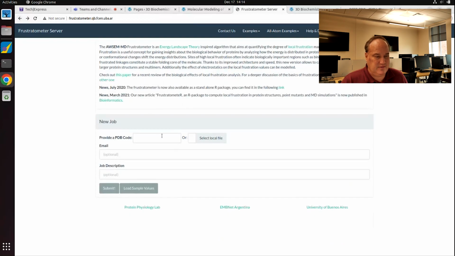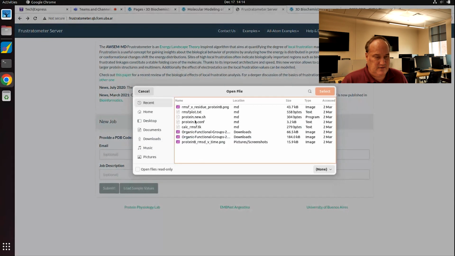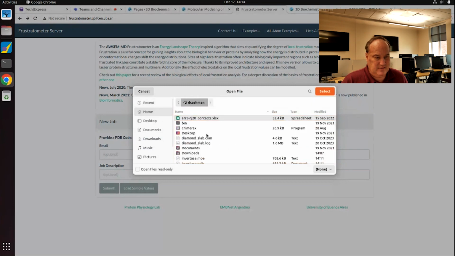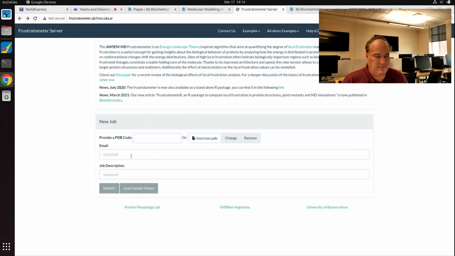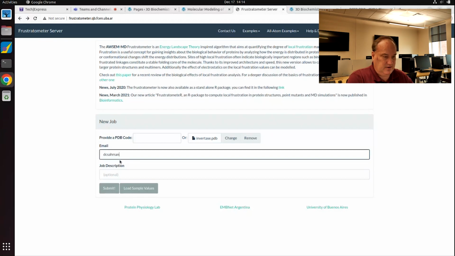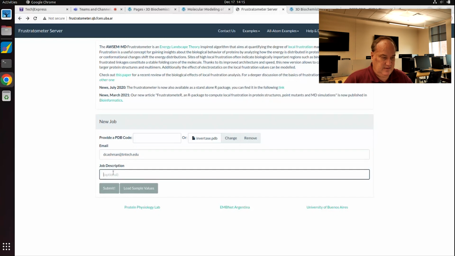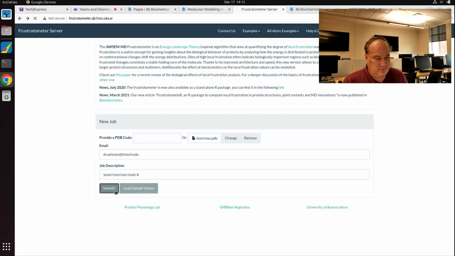So to capture this, we can select a local file. I'm going to take, where's my Invertase? So Invertase, it accepts PDB format, so make sure you upload the Protein Data Bank file. I'm going to put my email address in here. And a job description, yeast Invertase, chain A. There we go. And we'll hit submit.